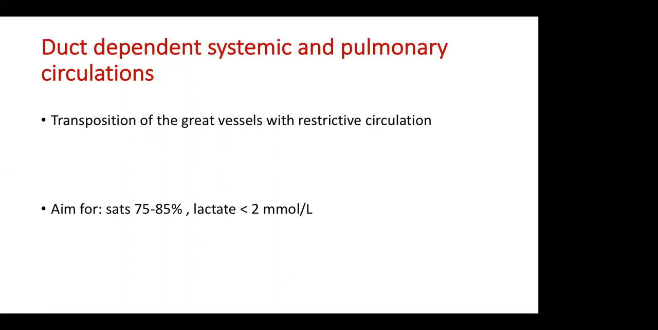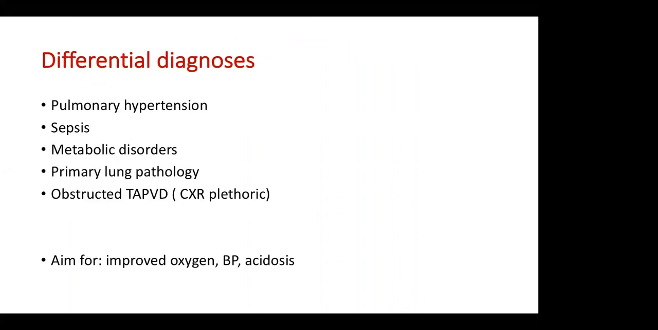Duct-dependent systemic and pulmonary circulation. This is one of the lesions where both systemic and pulmonary circulation require the ductus, which is the transposition of the great arteries with restrictive circulation. And in this particular type of patients, you need to maintain the saturation around 80 plus minus 5, lactate less than 2. If you cannot do this with opening the ductus by prostaglandin, this patient needs to go to the cardiac center to have their atrial septum opened by balloon.